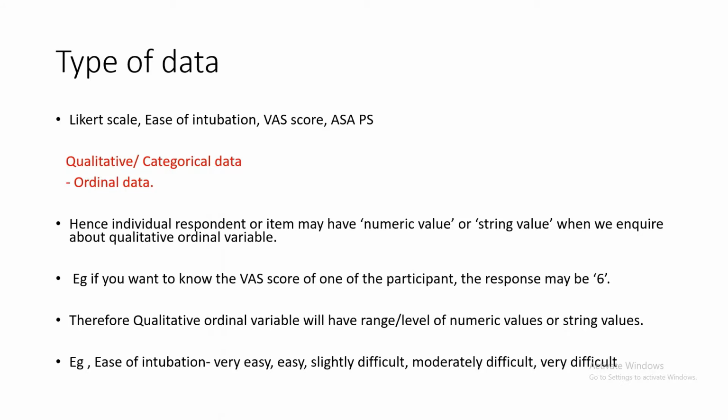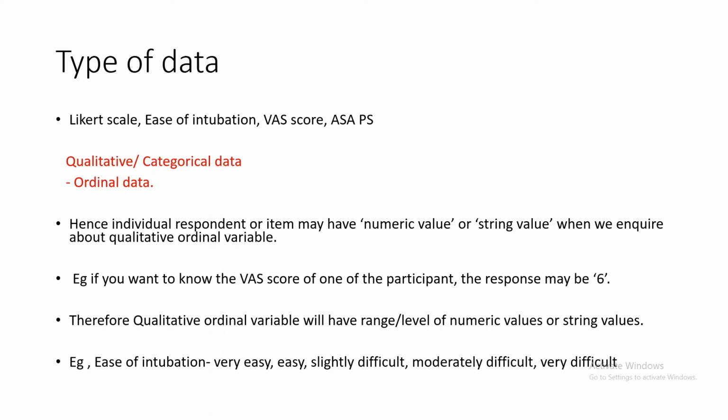Independent respondent item may have numerical string value when you inquire about qualitative ordinal variable. If you want to know the VAS score of the patient, the response may be 6. The response is numeric, but this is a qualitative data, and this is the ordinal type of data. Qualitative ordinal variable will have range level of numeric values or string values. So it may have a numeric value or a string value, but usually the label can be ranked from ascending to descending or from descending to ascending.